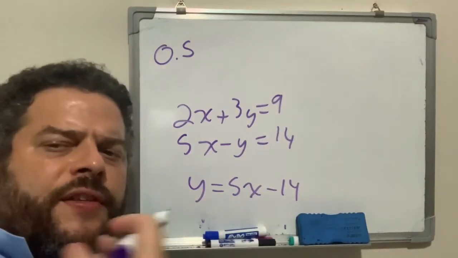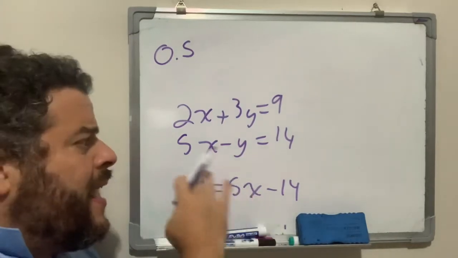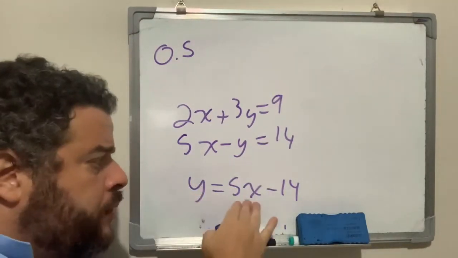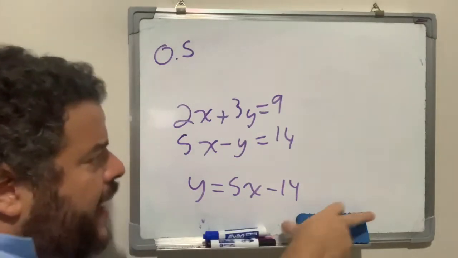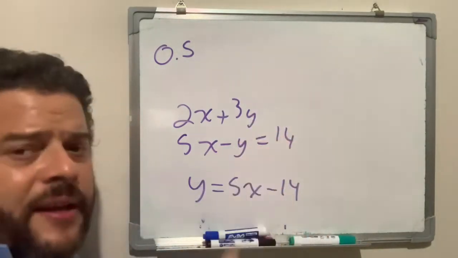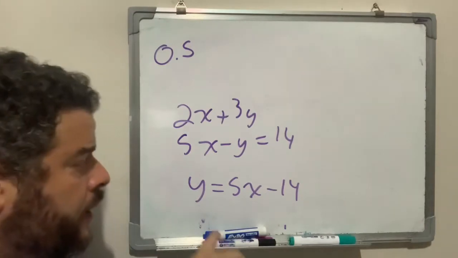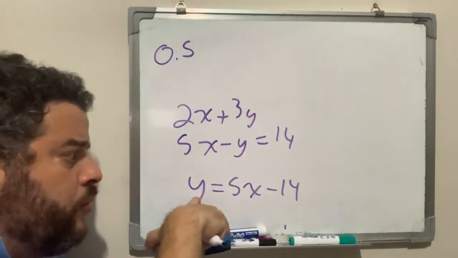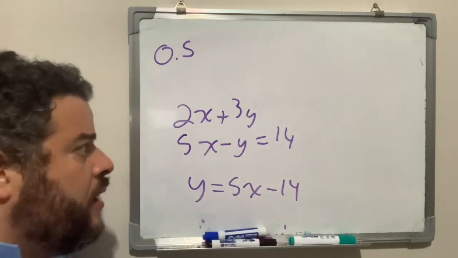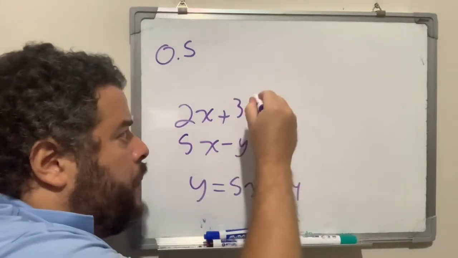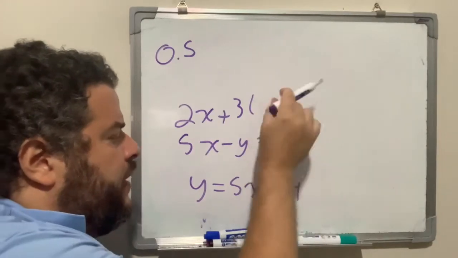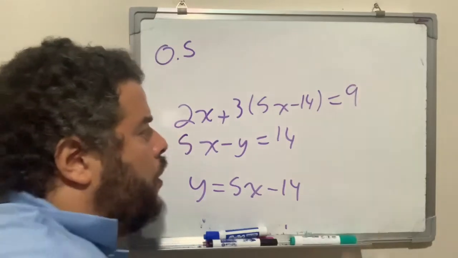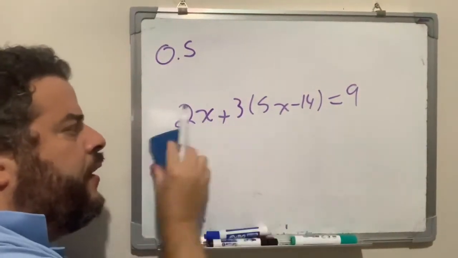Now here's where the substitution happens. Because right now, all we did was isolate my y down here. And you end up with y equals 5x minus 14. Now I ask you guys, is this letter not y? Yeah, that's y. Is this letter also not y? Yeah, so that y is equal to this y. And this y is equal to this. So all you do is open a parenthesis and plug this in here, 5x minus 14, and then you put your equals 9 there again.